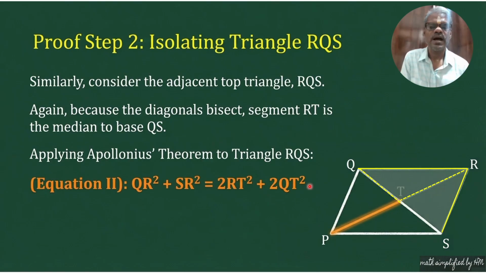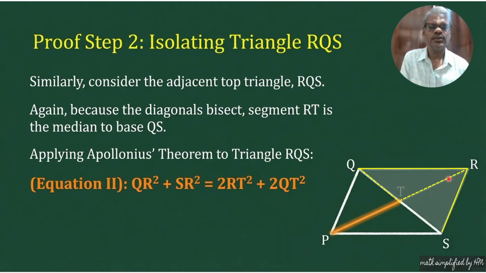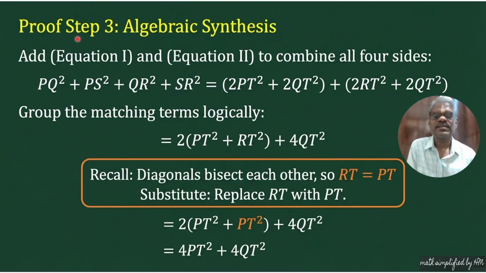Similarly, consider the adjacent top triangle RQS. Again, because the diagonals bisect, segment RT is the median to base QS. Applying Apollonius Theorem to triangle RQS, we get equation 2: QR square plus SR square is equal to 2 times RT square plus 2 times QT square.